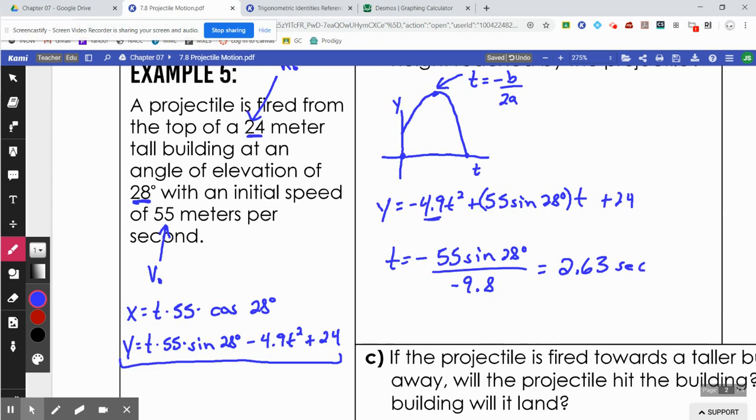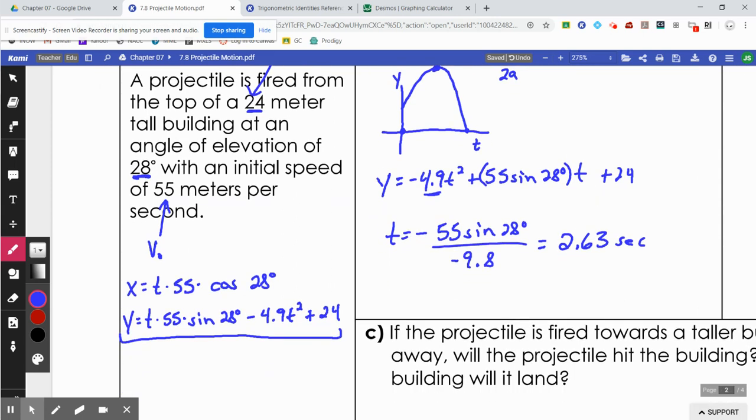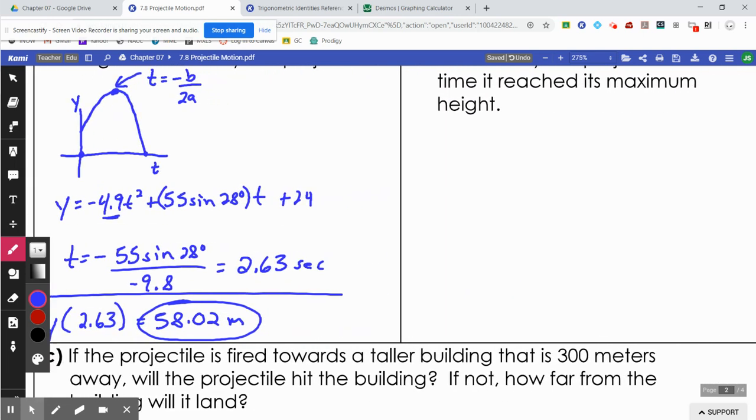However, that did not answer the question. That was the time when it reaches its maximum height. Again, we plugged that into our vertex formula there. But the actual maximum height is going to occur at 2.63 seconds. So we're going to take our y equation now, and to find out how high it is at 2.63 seconds, we're going to plug it in. And when you find y of 2.63, you get a height of 58.02 meters. So that's your maximum height.